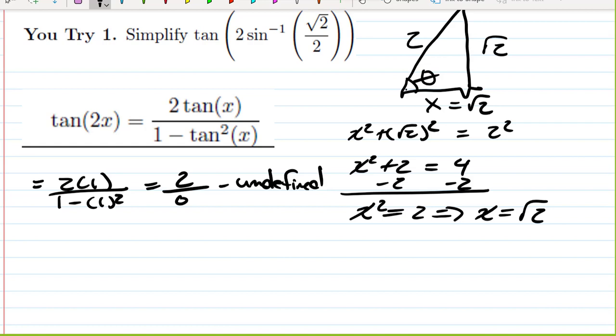And if we recognize this, the inverse tangent of root 2 over root 2, which is 1, is pi over 4, since tangent is equal to 1 at pi over 4. And twice pi over 4 is pi over 2, which isn't in the domain of tangent.